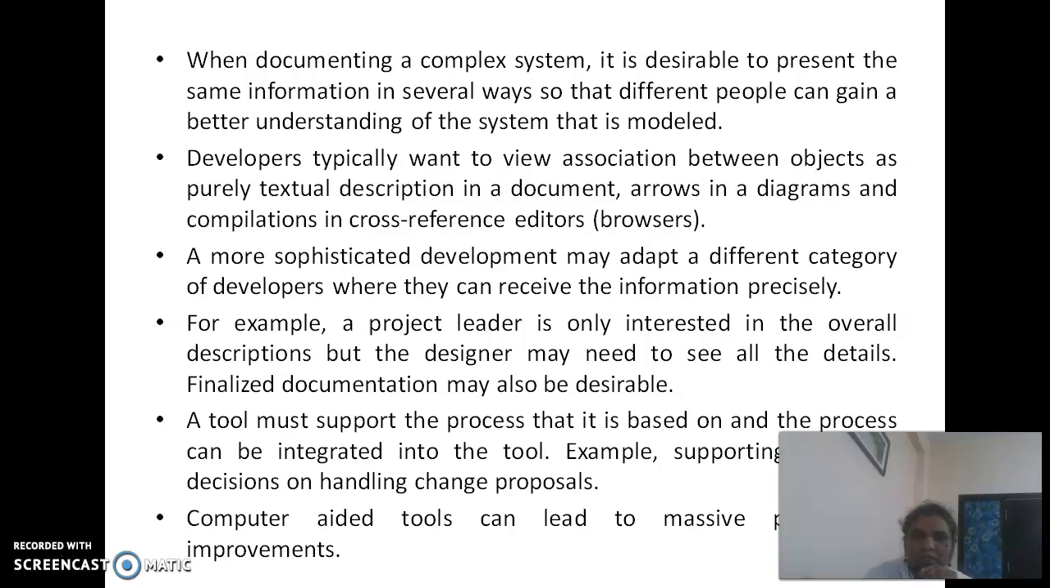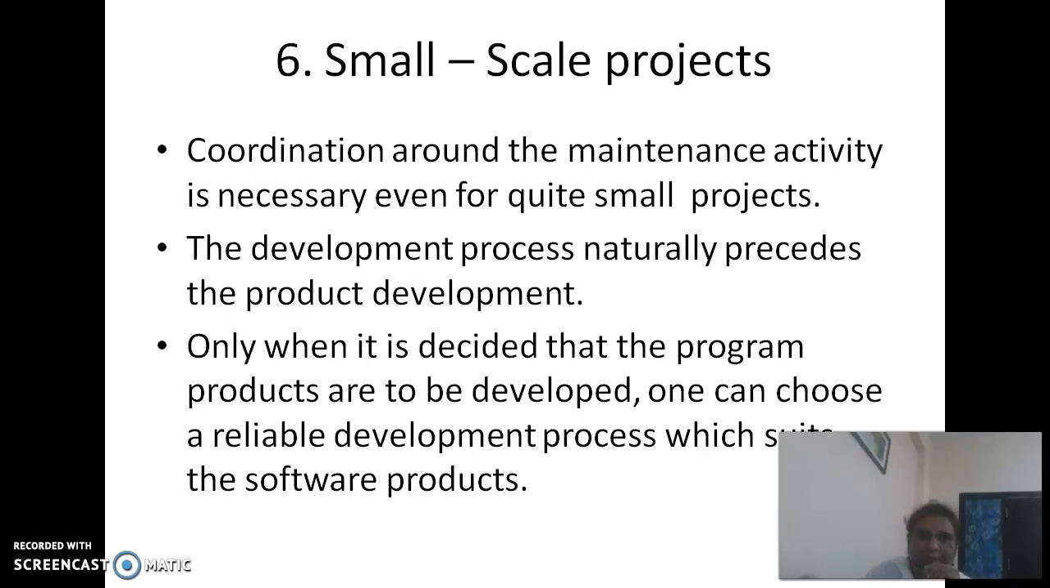Therefore, a tool must support the process, that is, the process can be integrated into the tool. For example, supporting modeling decisions on handling change proposals. Computer-aided tools can lead to massive productivity improvements.